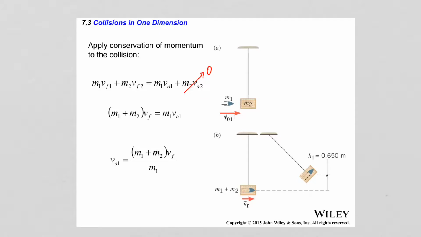We also know that when the bullet gets lodged into the block, that now becomes one object that moves, and it has a mass that is equal to the sum of masses of the bullet and the block.